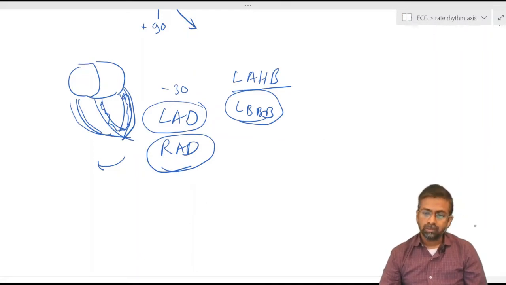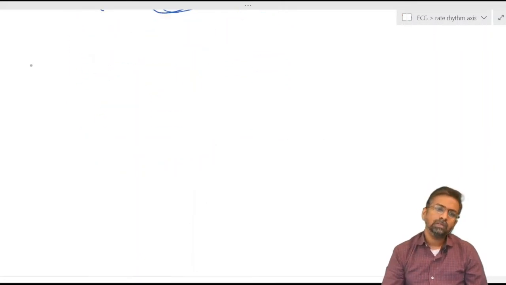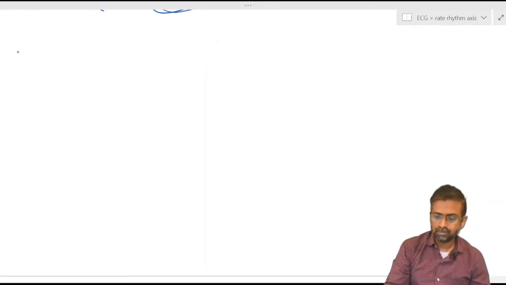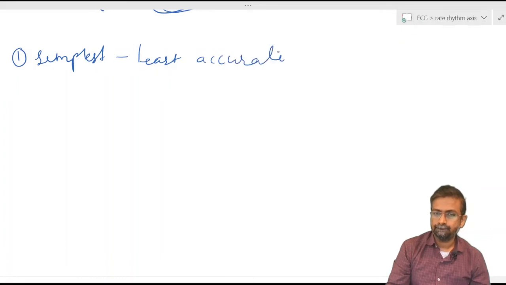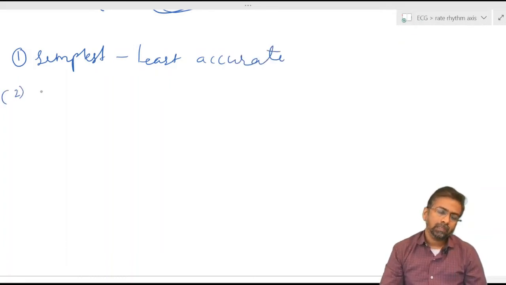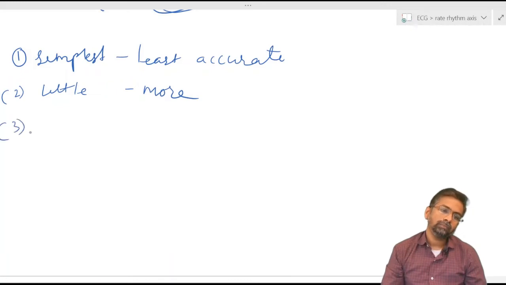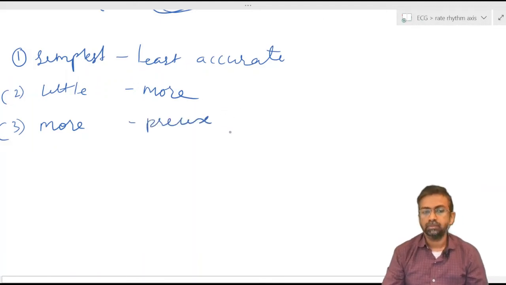So how to calculate this axis? I'll tell you there are three methods. One is the simplest but least accurate. I generally use this method only. Second is a little bit difficult, but more accurate. You can skip this. And the third is more difficult and takes time, but it's very precise. So I'll tell you the first and the last. You can forget about the middle one.